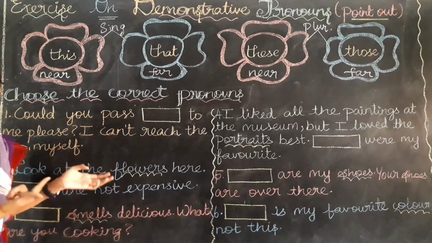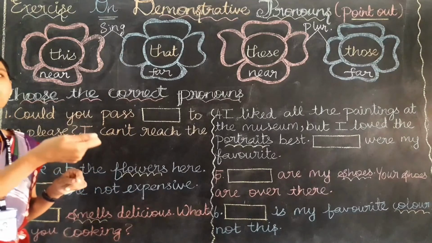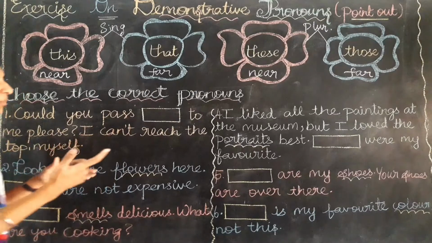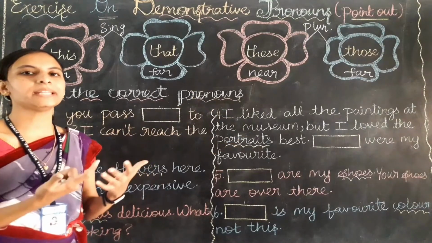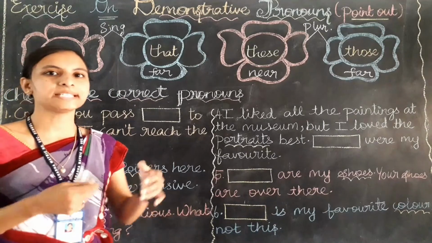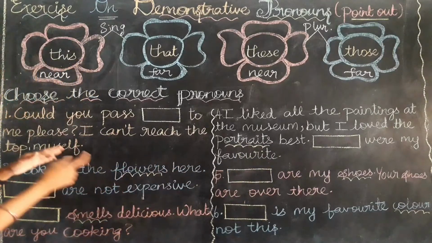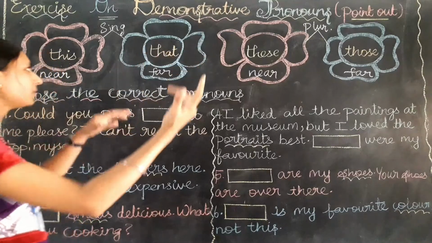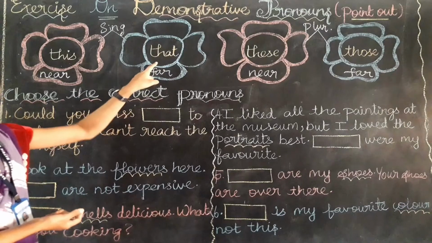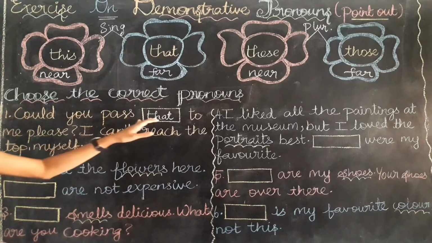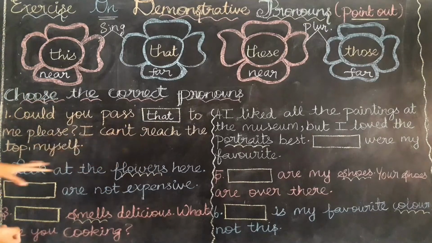I will tell you the Tamil meaning for this sentence. எனக்கு நீ அது கொஞ்சம் பாஸ் பண்றியா, என்னால அதுக்கு ரீச் பண்ண முடியல, ஏனா அது மேல இருக்கு. So when we are talking about the thing which is far, I can't reach, then what does it mean? Yes, it is far away from me, and I am talking about only one thing. So if one thing is far away from us, which pronoun do we need to use? Yes, that. So the answer will be that. Now the sentence will be: could you pass that to me please? I can't reach the top myself. Clear? Let's go for the second.